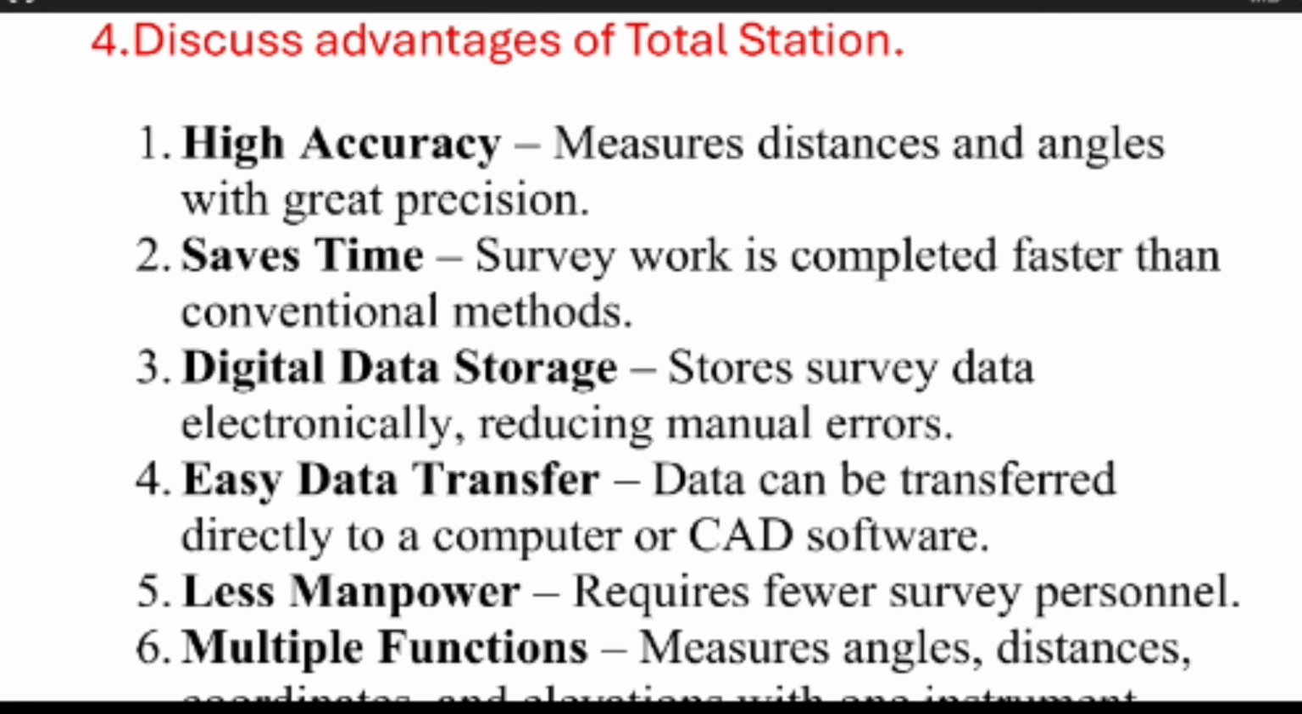Next, discuss the advantages of total station. The first will be high accuracy. With high accuracy, we can measure distance and angle with good accuracy values. Next, it saves time. If you use a total station, you can save time and do the survey much faster with convenient methods. Next will be digital data storage.